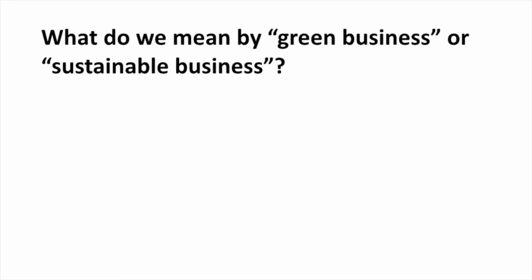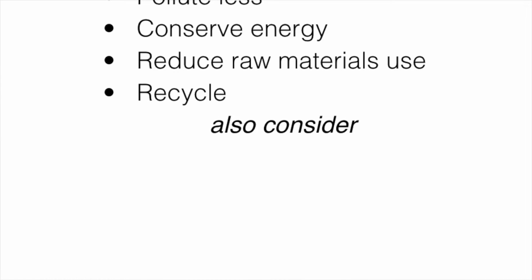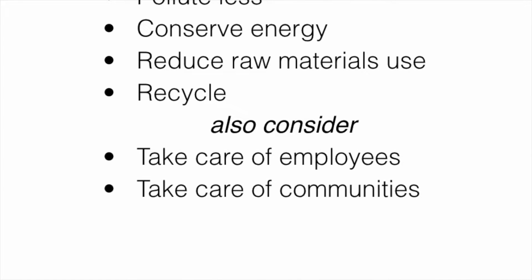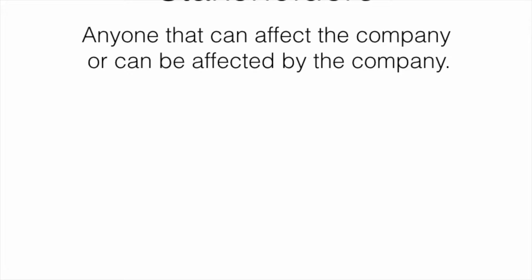So let's begin. What do we mean by green business or sustainable business? I think most people would immediately think about polluting less, saving energy, reducing raw material use, and recycling. If you thought about it a little longer, you'd also consider taking care of employees probably, and taking care of the communities that the company operates in. More generally, we could talk about taking care of stakeholders. Now, stakeholders is a huge group. It's anyone or any entity that can affect the company or can be affected by the company.